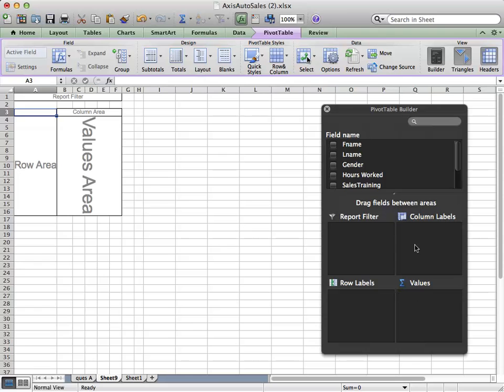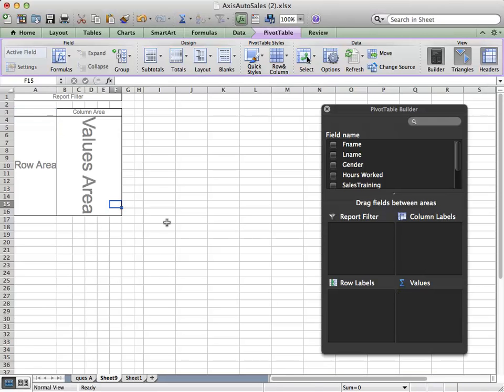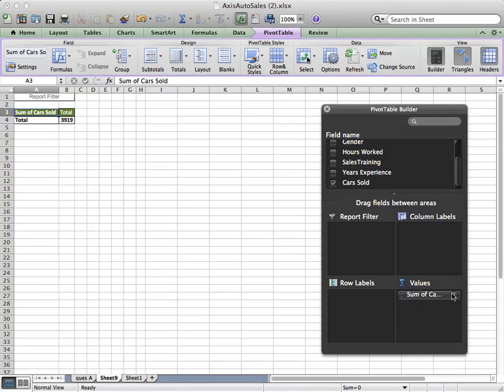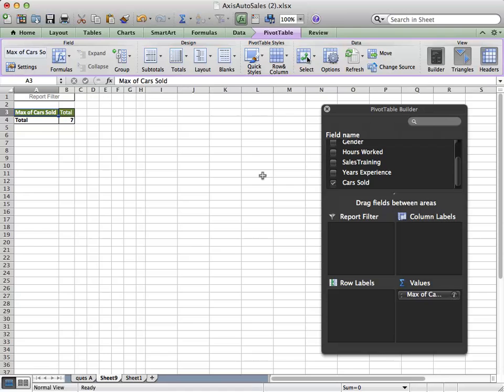The next question is max cars sold per month. And so I'm going to do basically the same thing. Move cars sold down here, go to max, and click OK. So the max cars sold by one of our salespeople in a month is 7. That's question B.